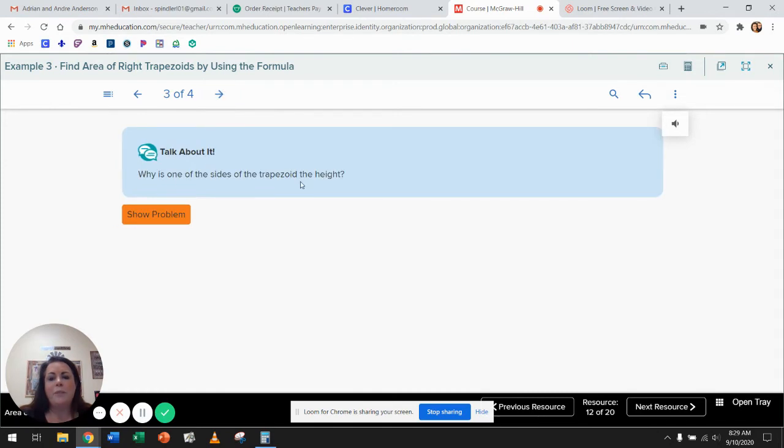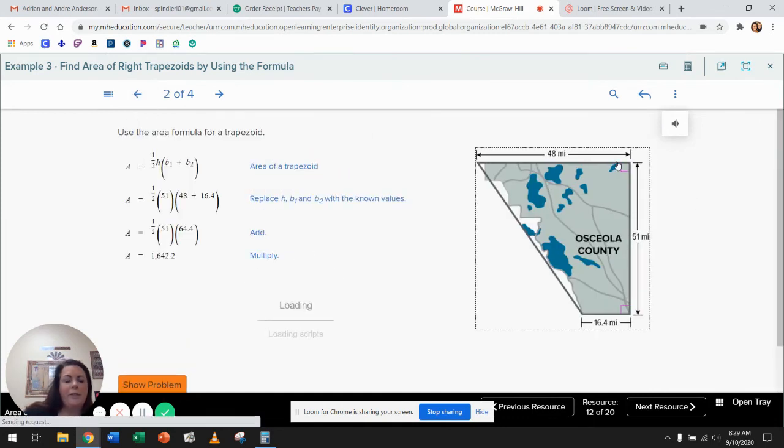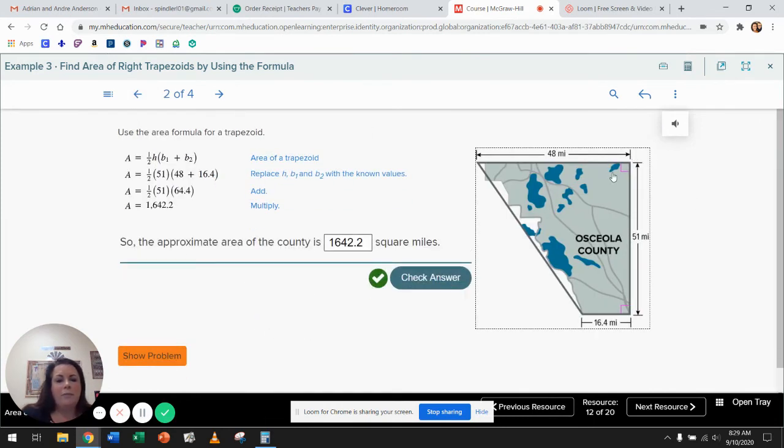So why is one of the sides of the trapezoid the height? Well, let's go back to our picture. In this case, we have a right angle. This is a right trapezoid. So because the height or the side meets at a right angle to the bases, that would just be considered our height. We wouldn't have to take it from anywhere else in the shape. We could take it from right here, extending to this corner, but it would be the same height as this side here because it is a right trapezoid.